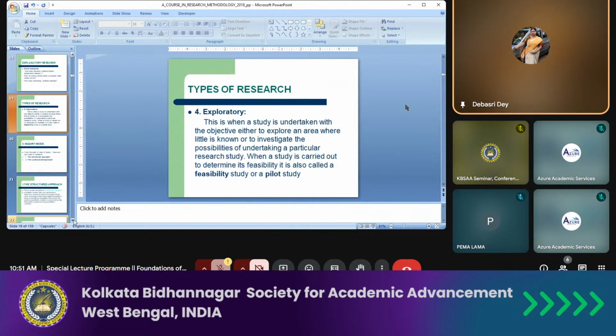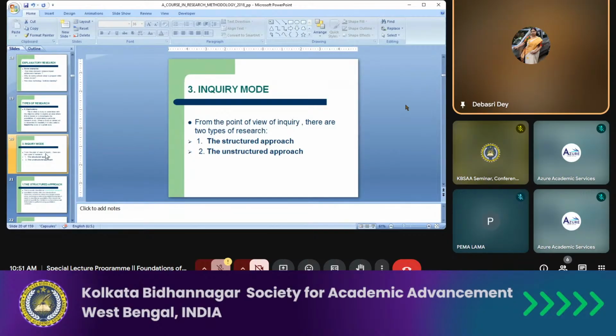Okay, now we can go to the various modes of discussion. The inquiry mode. I just highlighted in my speech what inquiry we should proceed with, but again I have to highlight the inquiry mode too.